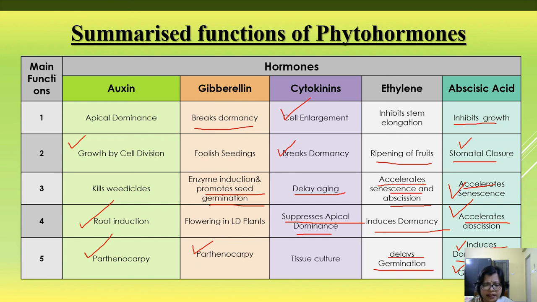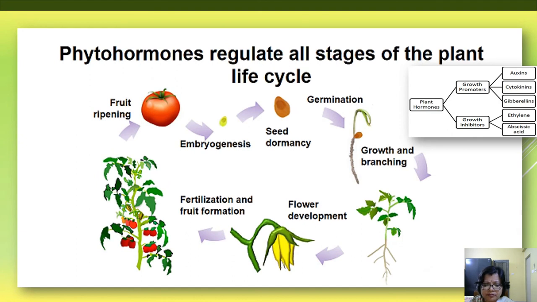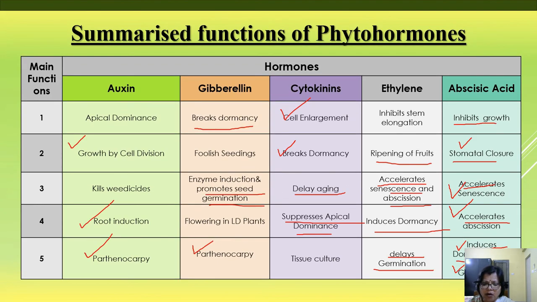So, in a nutshell, we may summarize that for any and every phase of growth, differentiation and development of plants, one or other phytohormones has some role to play. Such roles could be complementary or antagonistic. These could be individual or synergistic.